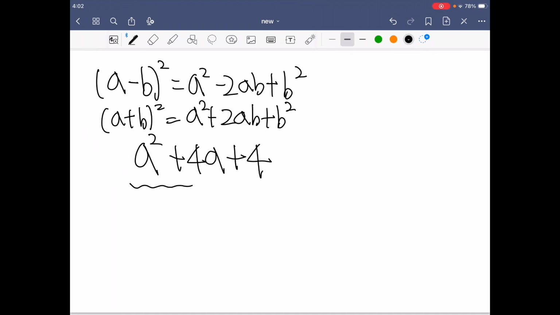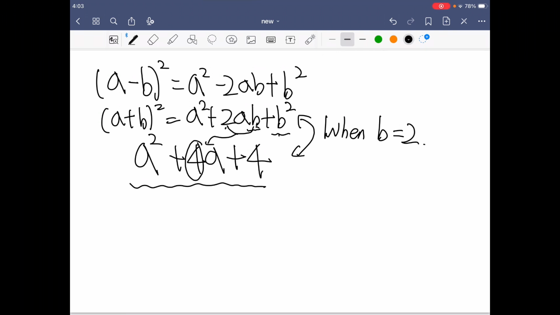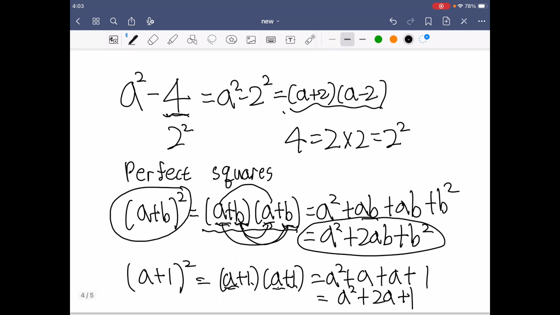So in this case, if you have a careful look, you might notice these two are the same. It's just when b equals 2. So 2 squared equals 4, and when b equals 2, then 2 times 2 equals 4. That's how we get 4 here, 2b becomes 4, and then b squared is 4. So this is basically a plus 2 squared. I know it could be really tricky at first, but you will get used to it with a little bit of practice. Yeah, thanks for watching.